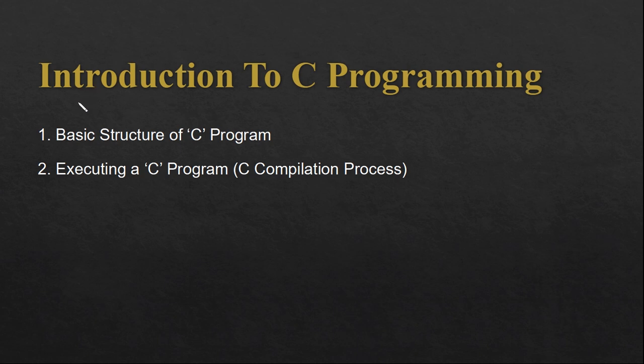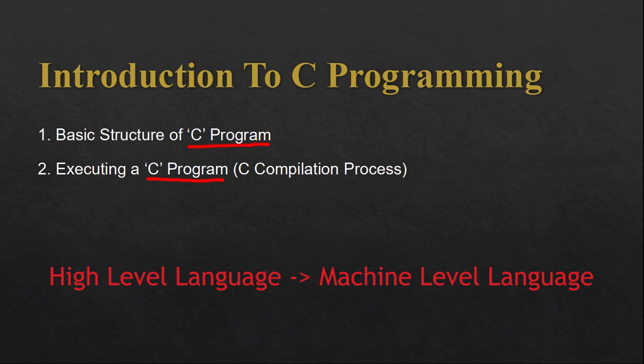In this video lecture, you will learn about Introduction to C Programming. So, we will see two topics over here. First is the basic structure of a C program, and second is executing a C program, or the C compilation process. So, in this video lecture, you will learn how a C program is written and what it looks like, and basically C is a high level programming language. So how will this user understandable code be converted into machine code?